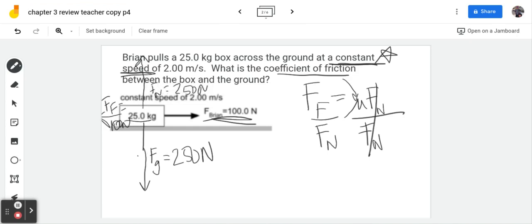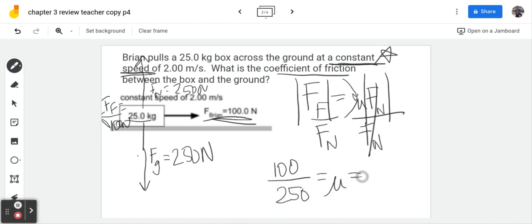So here we go. Technically, I know force of friction is technically negative 100. Really, this formula should be the absolute value of the force of friction is equal to mu times the absolute value of normal force, but that's fine. So I'm just going to say 100 divided by 250 is equal to mu, and that is equal to 0.4. So that's our first answer. We need that on the next slide.